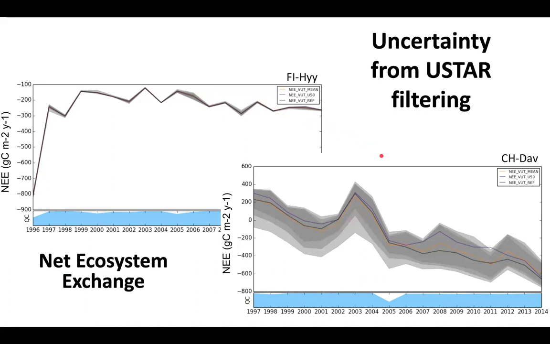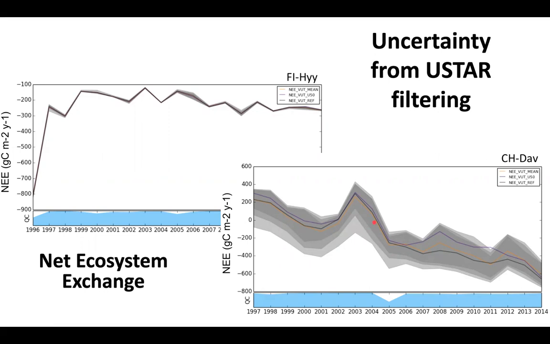And now for Davos here, the story is a little bit different, right? There is quite a bit of uncertainty that is stemming from the U-star filtering. So the different versions of U-star are generating quite a wide range of values. This doesn't mean that there is something wrong or something right based on this variability. It's just how the conditions of turbulence at the site are impacting the product. So this range of values doesn't have anything to do with the quality of the data.